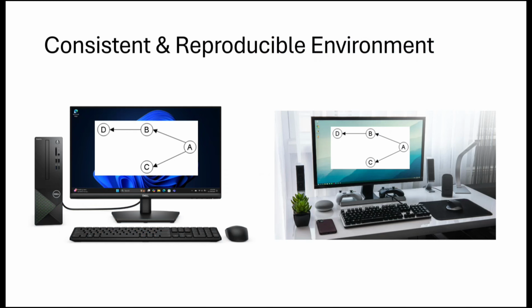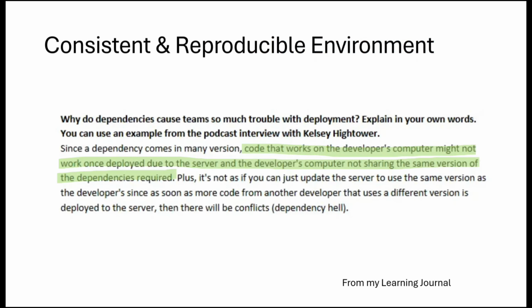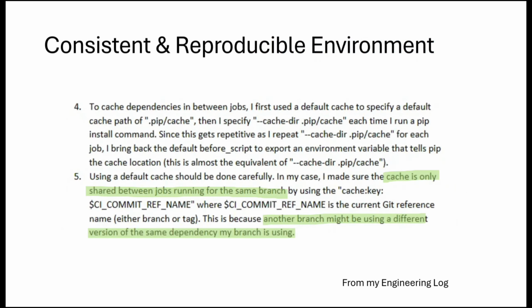In previous semesters, I understood the importance of consistent and reproducible environments. Even this semester, I learned more examples of how and why it is important. If code works on your computer, then it should also work in production. Reproducibility is really important for GitLab CI jobs to ensure the feedback given by them is accurate, reliable, and relevant.